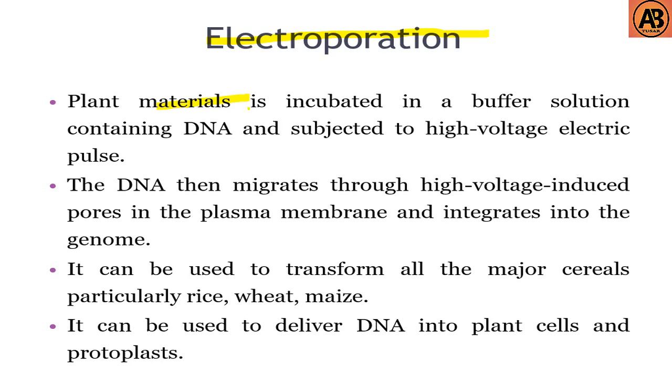Then electroporation. Electroporation is a direct method, which is a physical direct method. In electroporation, plant material is incubated in a buffer solution containing DNA and subjected to a high voltage electric pulse. The DNA then migrates through high voltage induced pores in the plasma membrane and integrates into the genome. It can be used to transform all the major cereals, particularly rice, wheat, maize. It can be used to deliver DNA into plant cells and protoplasts.